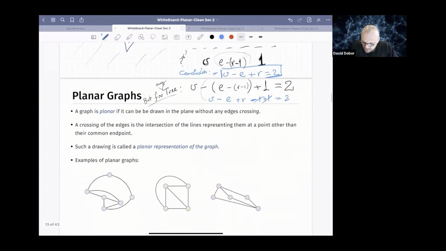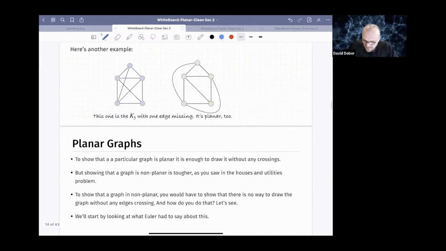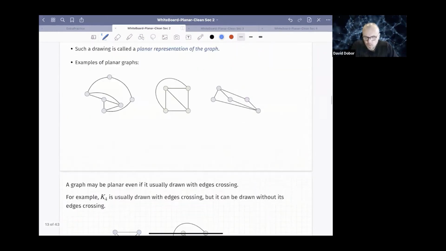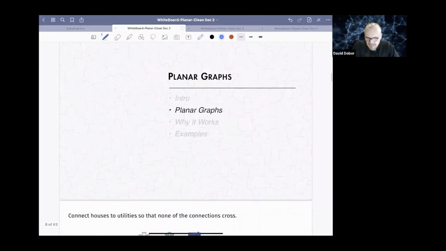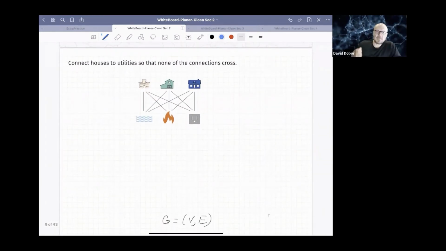Okay, these are examples of planar graphs here. Ultimately, I want to prove things like K33 is not planar. In the other section, I did this in detail. I'm not going to do it here. Maybe I'll insert a video from the other section into this section.